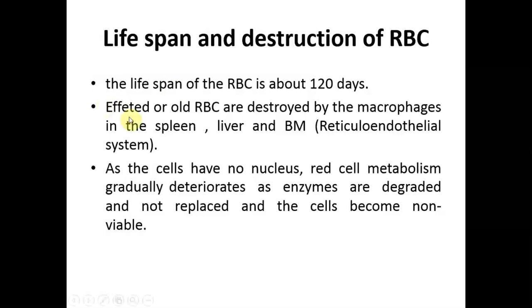The red blood cells that are old or effete, meaning their lifespan has ended, are destroyed by what? By the macrophages of the liver, the spleen and the bone marrow, which we call the reticuloendothelial system cells. Since the cell has no nucleus, the metabolism gradually deteriorates and the enzymes degrade, and they are not replaced because the cell cannot replace them, so the cells become non-viable.